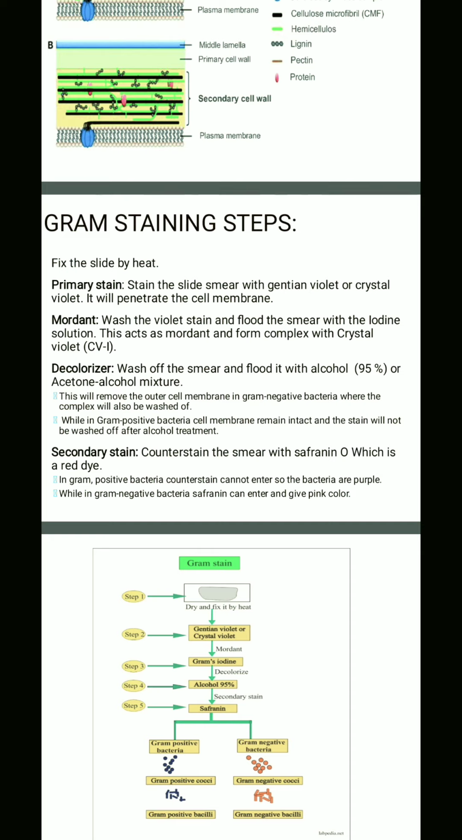Here we are using safranin as the counter stain, which stains the cell red or pink. Gram positive bacteria are already purple in color, so they will not absorb any secondary stain from now on. But the gram negative bacteria, which are colorless right now, accept the secondary stain, and that gives the pink color.